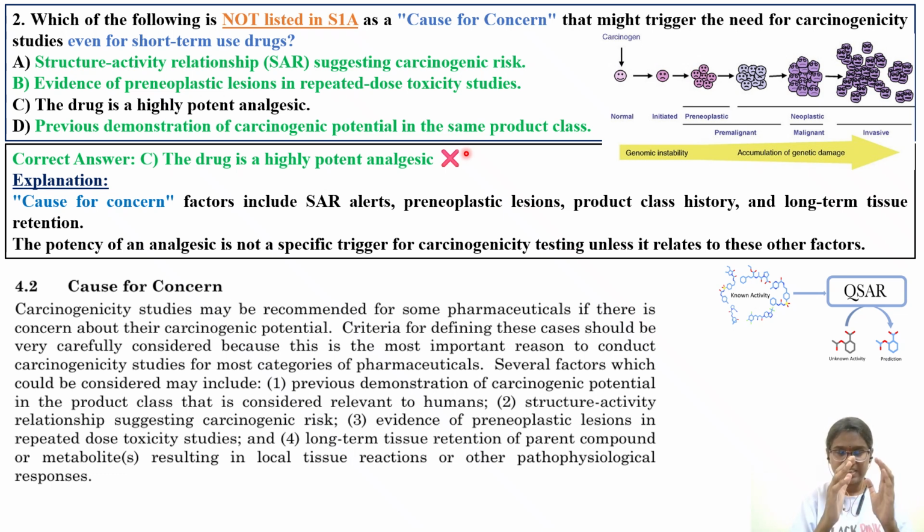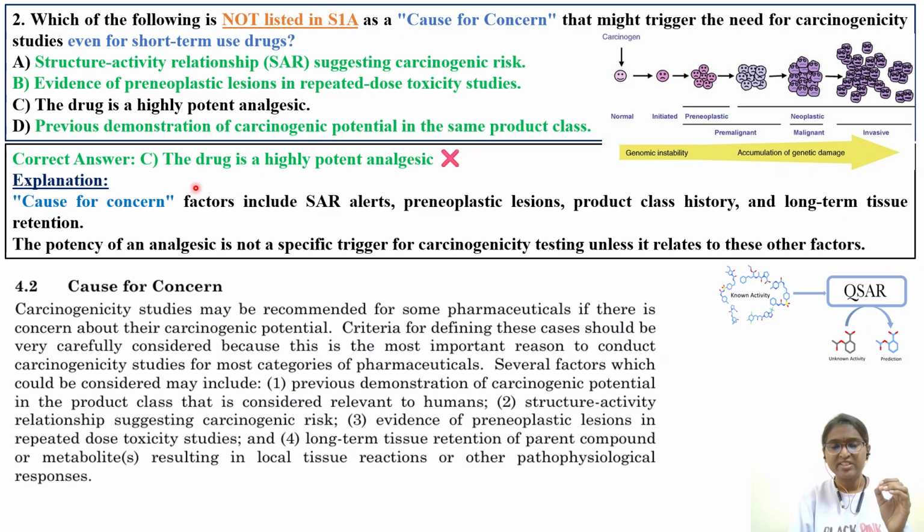So, if a drug belongs to the same class of drugs, like ACE inhibitors or angiotensin receptor blockers or D2 antagonists, PPAR agonists, a class like this, and if one of the drugs in that particular class is showing a tendency toward the formation of cancer, then you have to be very cautious about it. Then you have to consider them as a cause for concern.